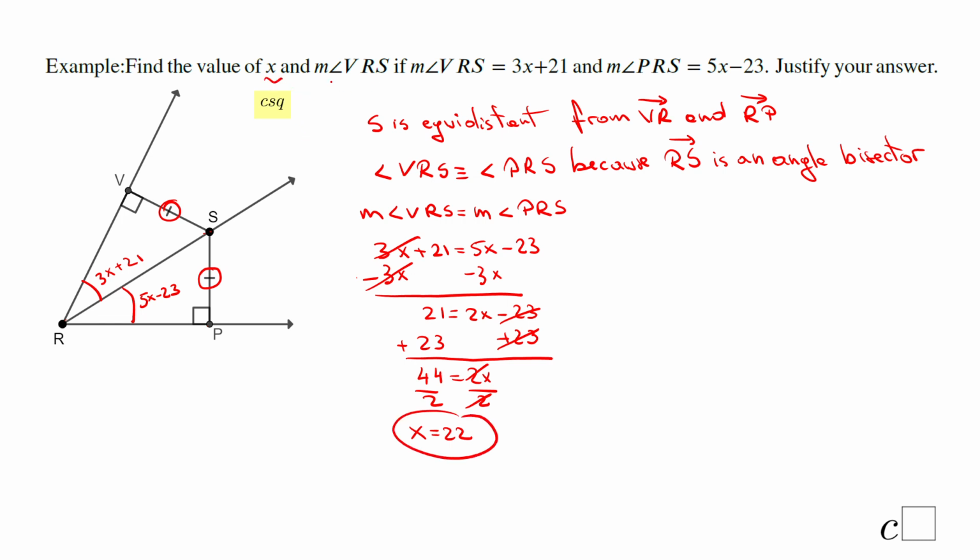Now we need to find the measure of angle VRS, which is nothing else than plug it in. And that will be 3x plus 21, 3 times 22 plus 21. That will be 66 plus 21. That will be 87 degrees, the measure of angle VRS.